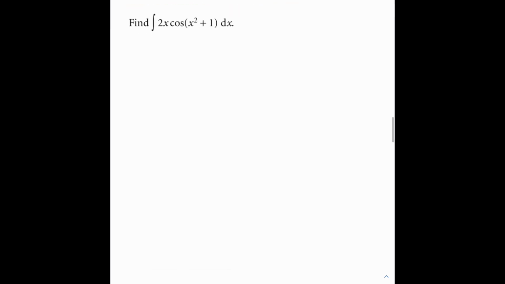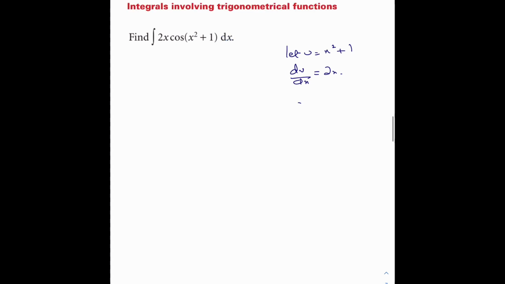Okay, let's do this question. It says find the integration of 2x cos of (x square plus 1) dx. We can see that the differentiation of this is found here, so this can easily be done with substitution. I will start by saying let u equal x square plus 1. So du upon dx is going to be 2x. If I make dx the subject, why are we making dx the subject? Because we have to replace it here. So dx is going to be du upon 2x.